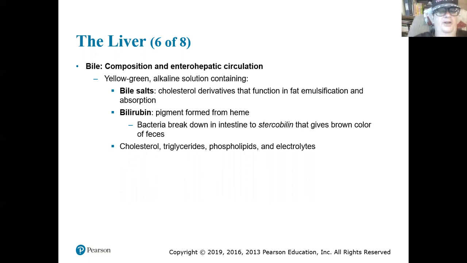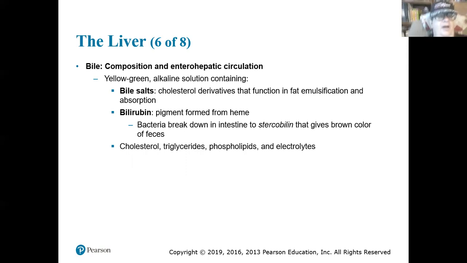And then the other part is bilirubin, which is formed from the breakdown of heme. So when the spleen is breaking down the red blood cells, and I told you that the heme, because it has the iron, is precious. We're going to keep that. Well, the rest of that heme you're going to break down.